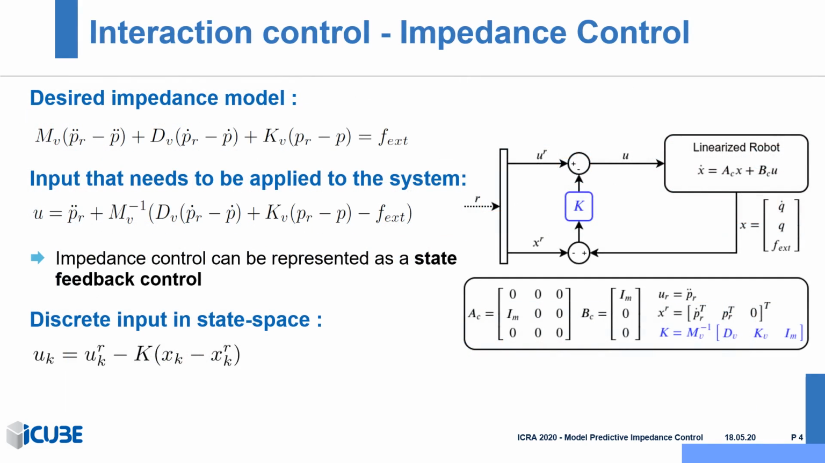Another interesting feature of impedance control appears when expressing the linearized dynamics and the input leading to the desired impedance model in state space. In this case, impedance control becomes a classical form of state feedback control described by its gain K and tracking some reference trajectory. The state feedback gain K depends on the impedance parameters such as the virtual inertia, stiffness, and damping.